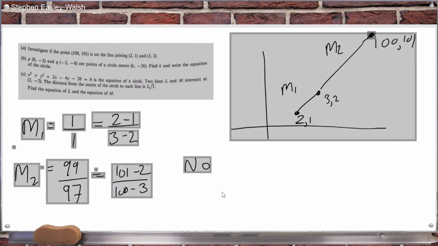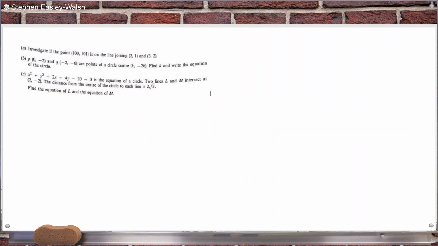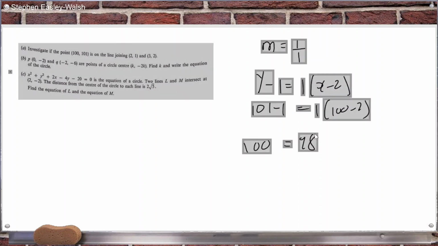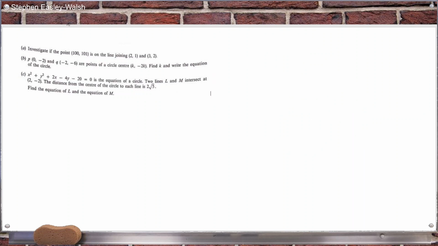You can also check this by getting the equation of the line. So m is 2 minus 1, which is 1, over 3 minus 2, which is 1. And the line is y minus y1 equals m times x minus x1. And if you sub that in, 101 minus 1, does that equal 1 times 100 minus 2? Does 100 equal 98? That's also a no. So anyways, clearly the answer here is no.